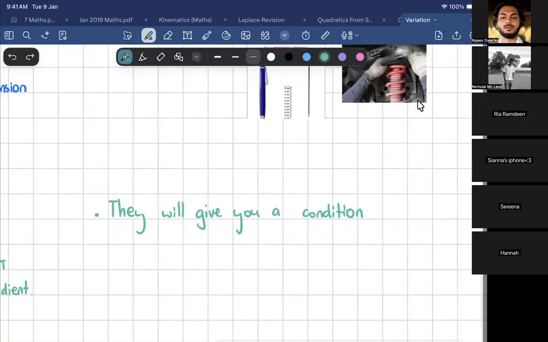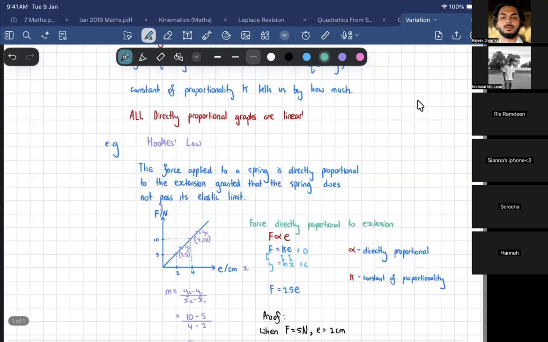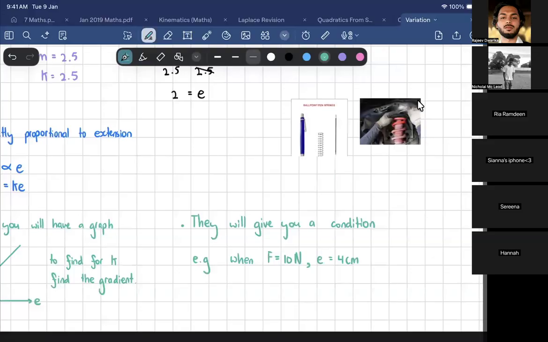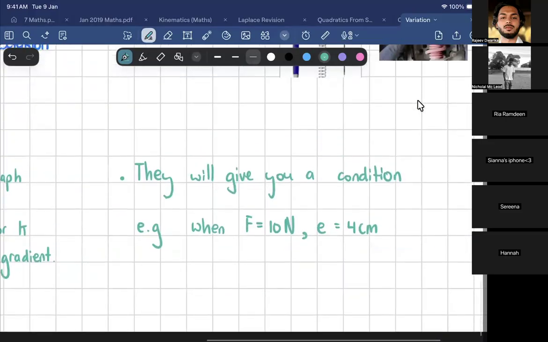So they will give you a condition. An example could be when F is 10 newtons, the extension is 4 centimeters. Yes, so this is a more probable case. Instead of giving you a graph, they might give you one condition and they would say when F is 10 newtons, E is 4 centimeters. No problem.